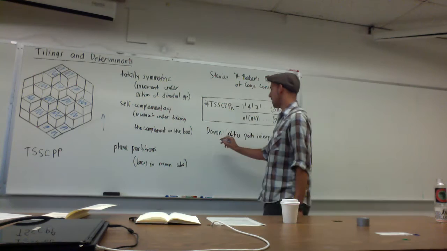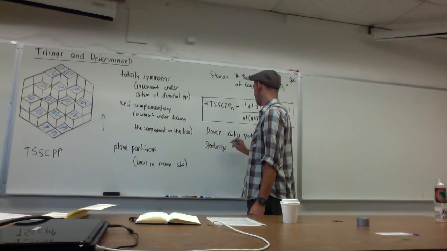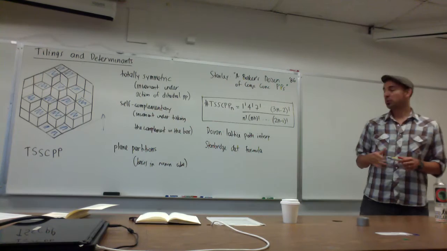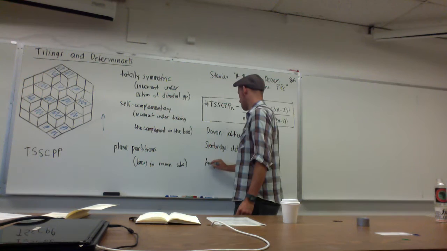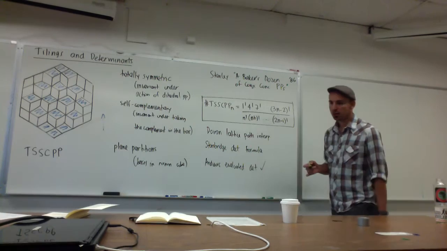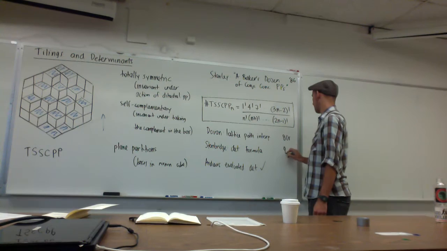Stembridge then used this lattice path interpretation to give some determinantal formula for this number, big determinants. But he couldn't really prove that that determinant was equal to this number. And then finally, Andrews proved, so he evaluated the determinant, and completed the proof. So this was, I don't know, late 80s, 94.